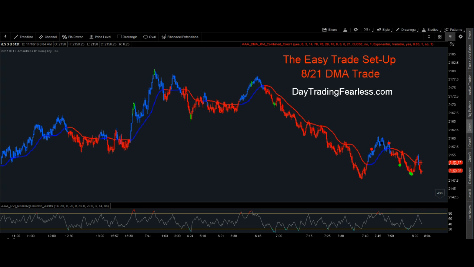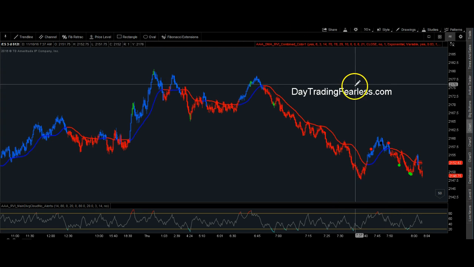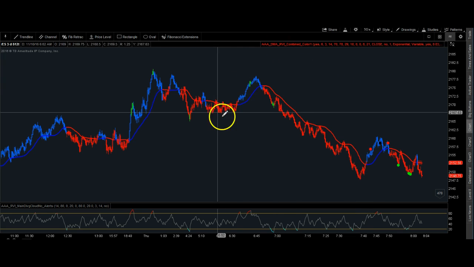It's called the 821 DMA trade. This is mainly for thinkorswim users, as it's a special code for the thinkorswim platform. In the description, I'll leave the chart with all the custom code on it, all for free for you. So just make sure you like the video. That's all I ask for, and hopefully make some money off it. So let's get into exactly what this trade setup is.